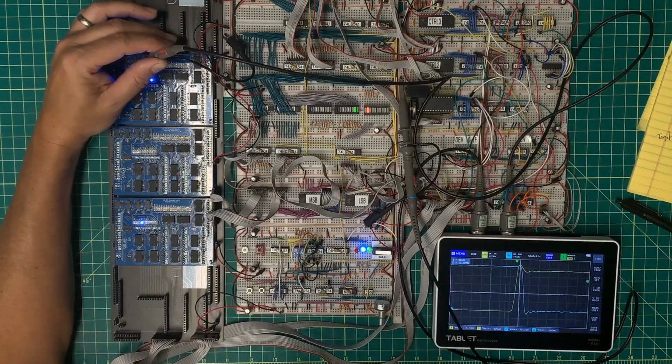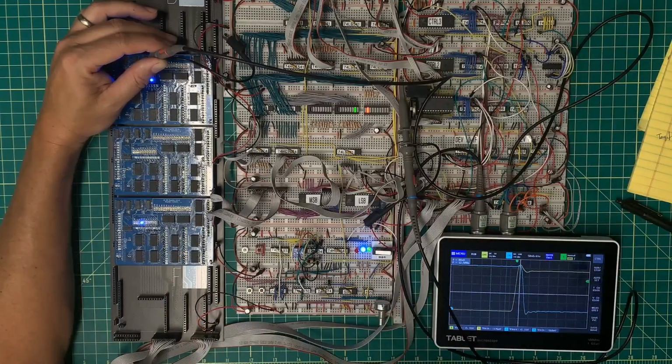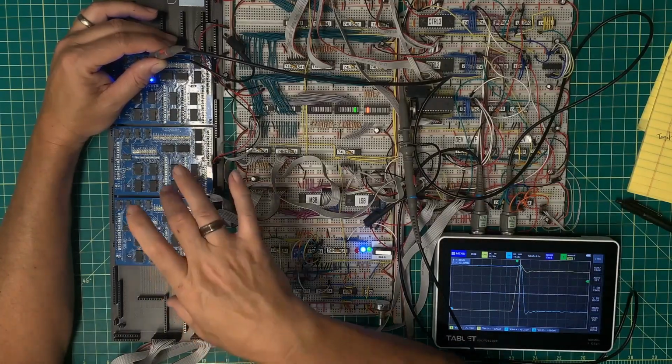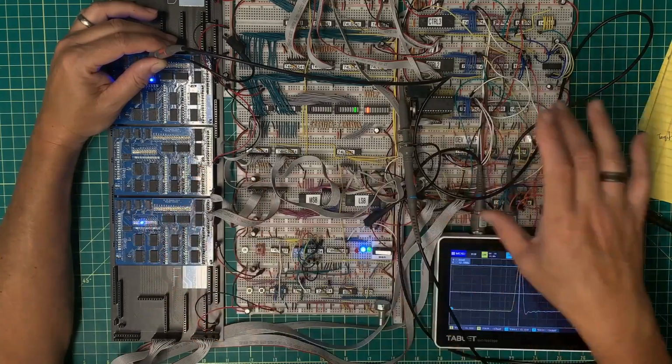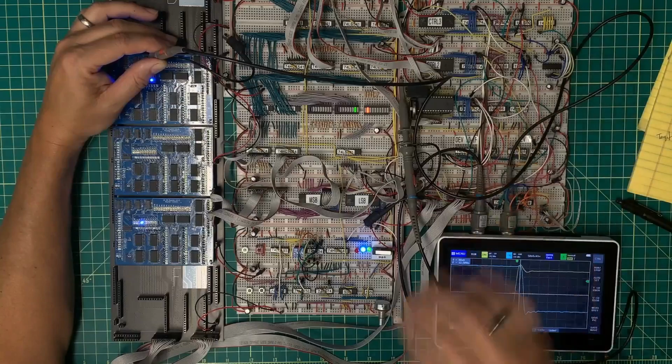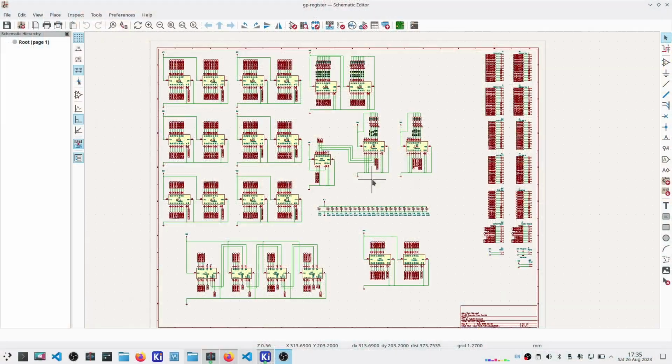And the question is, where is the flaw? Is the flaw here or is the flaw here? Is the flaw in these register PCBs that I've made twice now, or is the flaw in my control logic, which I have carte blanche to change? All right, I got to get a look at this schematic here.